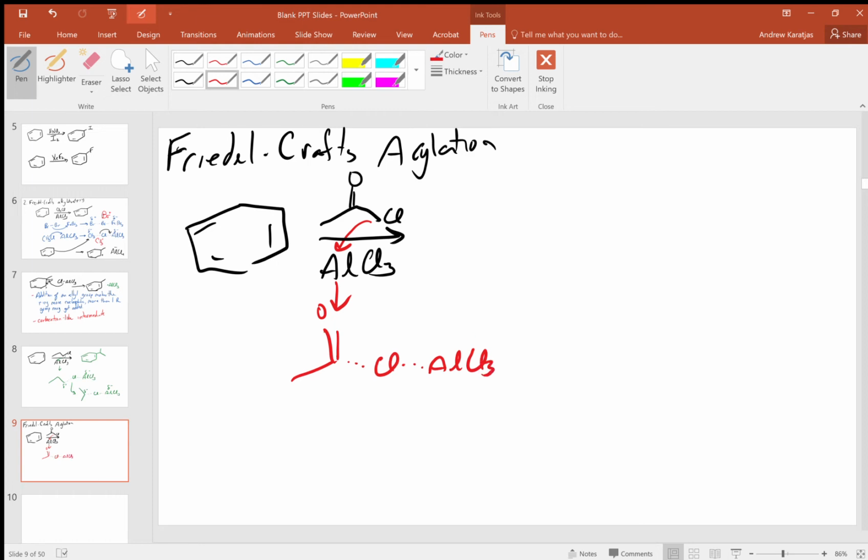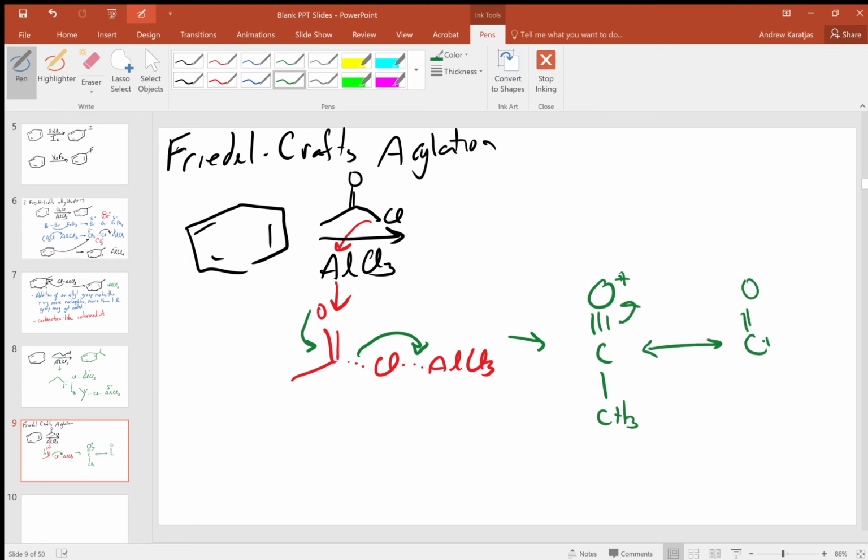But immediately we get a slight difference here. And that difference is that the oxygen can add in its lone pair and kick out the chlorine completely. And this has a resonance form that looks like this. These species are known as an acylium ion.